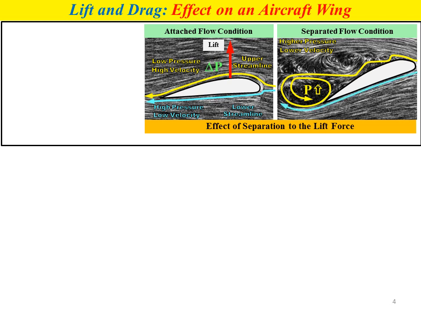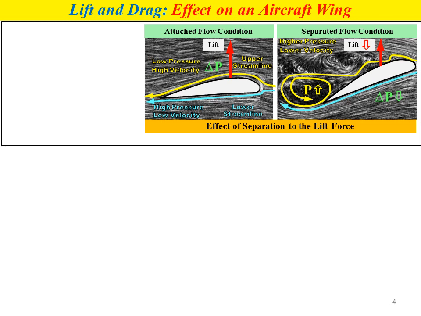And then in terms of pressure, if you compare with the lower streamline, we have delta P, the pressure difference between the upper surface and the lower surface of the aircraft wing. We get a lower pressure difference compared to the attached flow condition. So the lower delta P, or lower pressure difference, will cause a lower value of lift force.